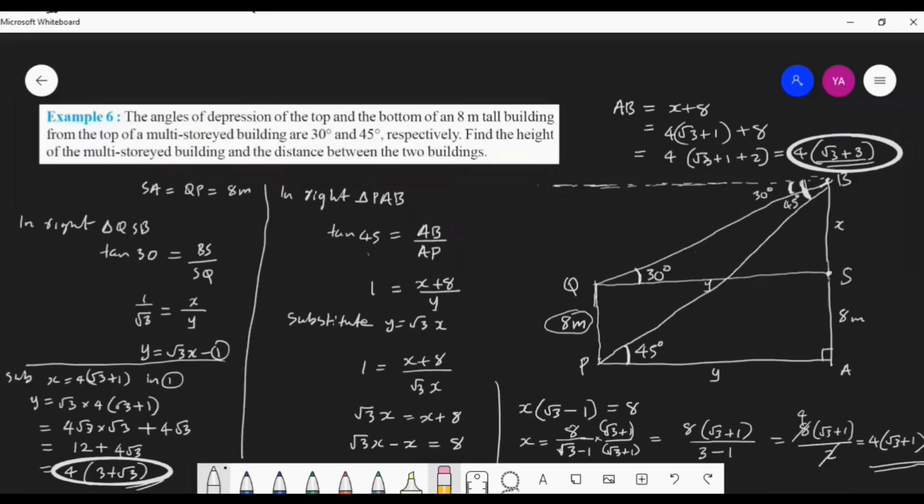Finally, you need to give a conclusion. The height of the multi-storied building is equal to 4 root 3 plus 3 meters, and the distance between the buildings is equal to 4 into 3 plus root 3 meters.